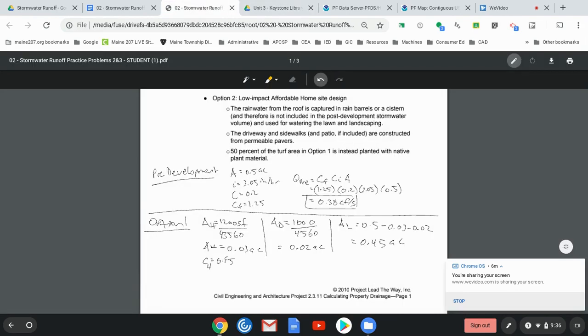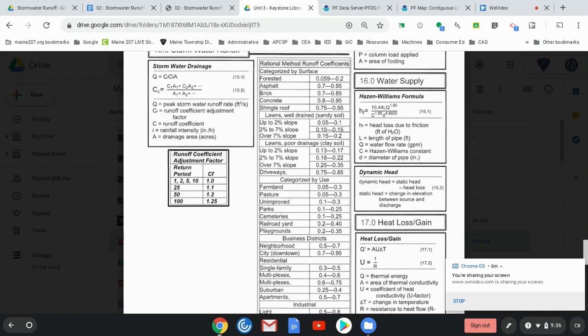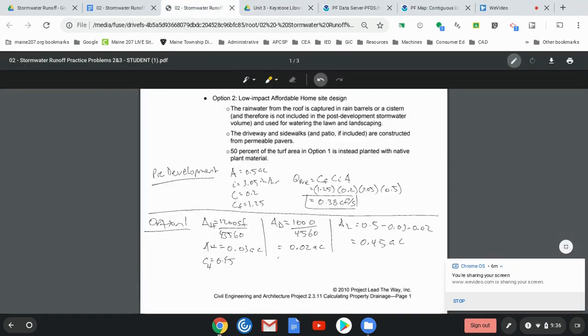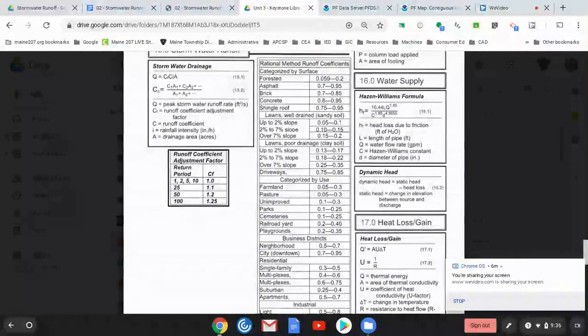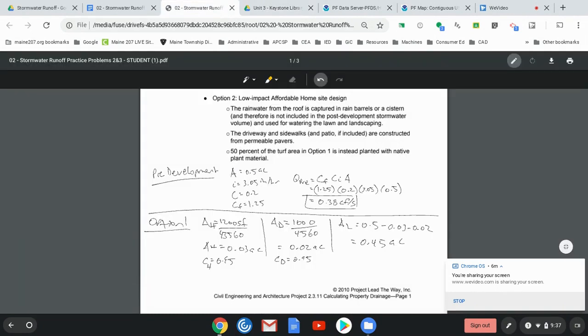For concrete, pretty sure I saw the same thing. Concrete, 0.95. That's the worst case scenario. C is 0.95. And for the lawn, let's see. Poor drainage, up to 2% slope. But yeah, the site's really flat, so we're going to use 0.17. All right, so C is equal to 0.17 for the lawn.